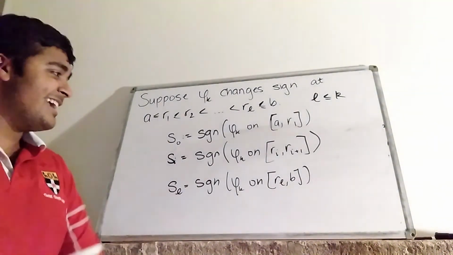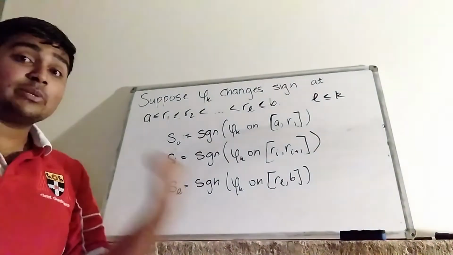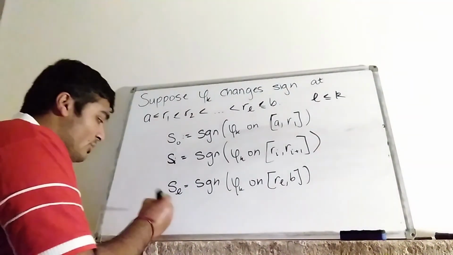Anyway, I'm getting lost here. Now what we're going to do is construct a polynomial, which I'm going to call Q of x.